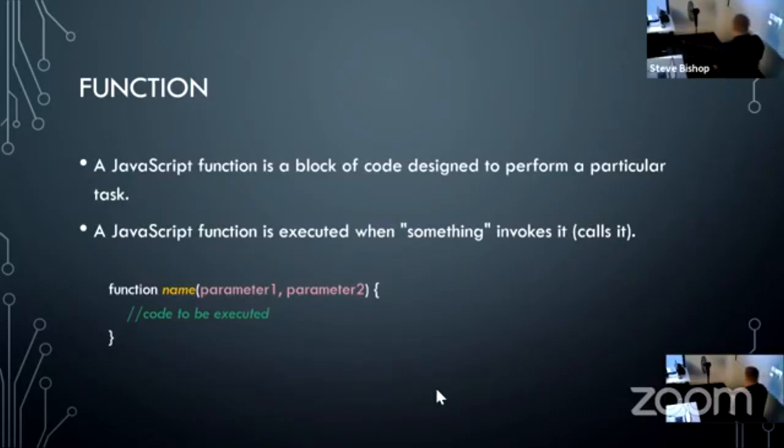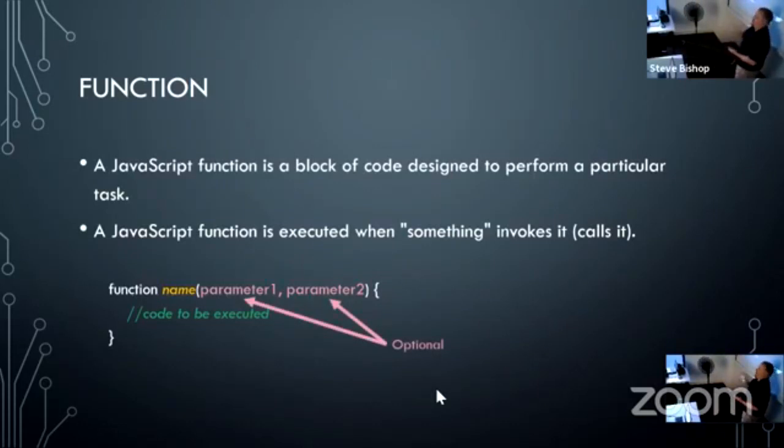So parameters are optional. You do not have to have parameters. What they are is essentially a variable. A parameter is essentially a variable that is available within my function. So you can think of parameter 1 and parameter 2 as basically variables that are declared inside of my function. And we'll see how that all ties together in just a moment.